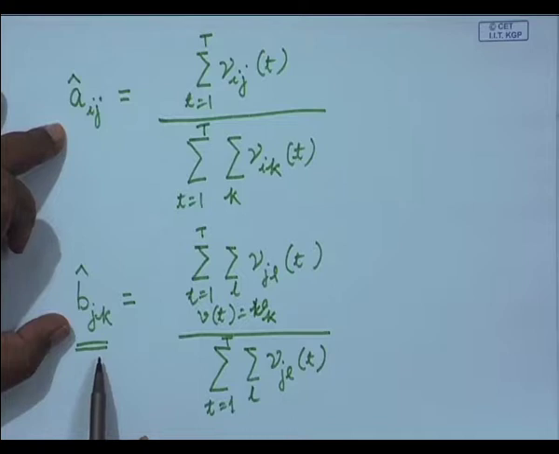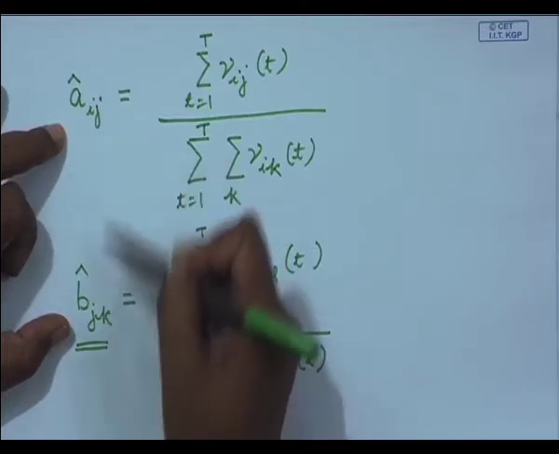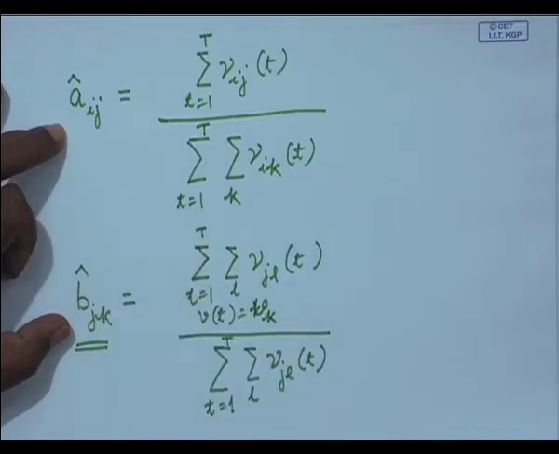In the second iteration, I use these refined values of a I j and b j k again to estimate what is our alpha j t minus 1, what is our beta I t, okay, and I go for an estimate of what is gamma I j. Again using that refined value of gamma I j, I go for further refinement of a I j and b j k.